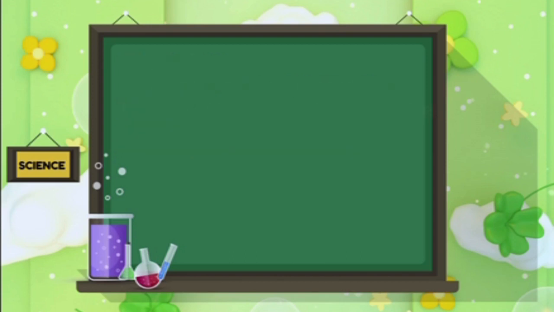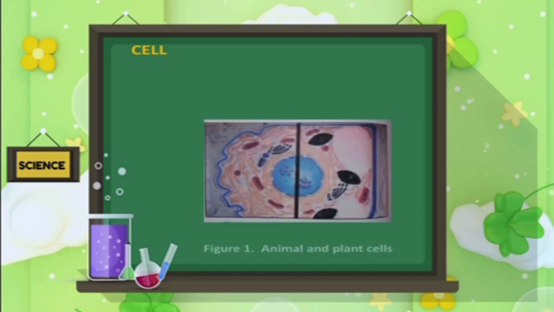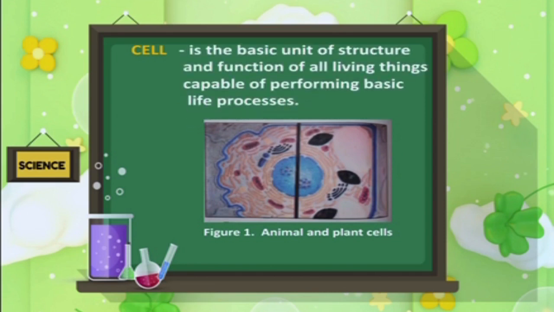Let's start with cell. There is a picture below that shows the animal cell at the left side and the plant cell at the right side. Cell is the basic unit of structure and function of all living things, capable of performing basic life processes. Before the organism is made, it starts with the cell. The first thing that exists in living things, both plants and animals, is the cell. Without cells, life will not be possible.